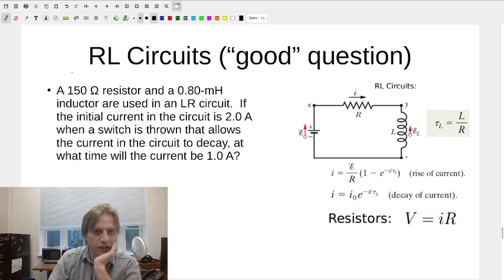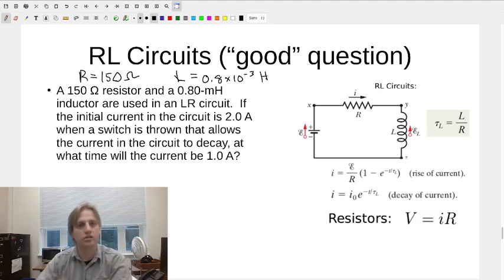Okay, so a good question. You've got a 150 ohm resistor, so R equals 150 ohms, and a 0.8 millihenry inductor, so L equals 0.8 times 10 to the minus 3 henries. If the initial current in the circuit is 2 amps when the switch is thrown, so that's your I naught, that allows the current in the circuit to decay, at what time will the current be 1 amp? So this would be your final I.